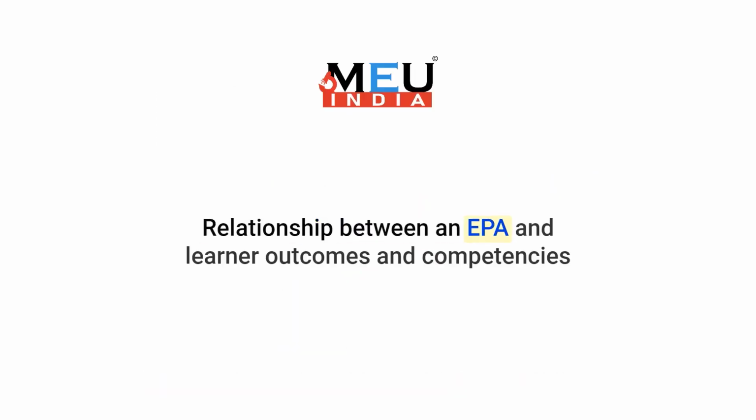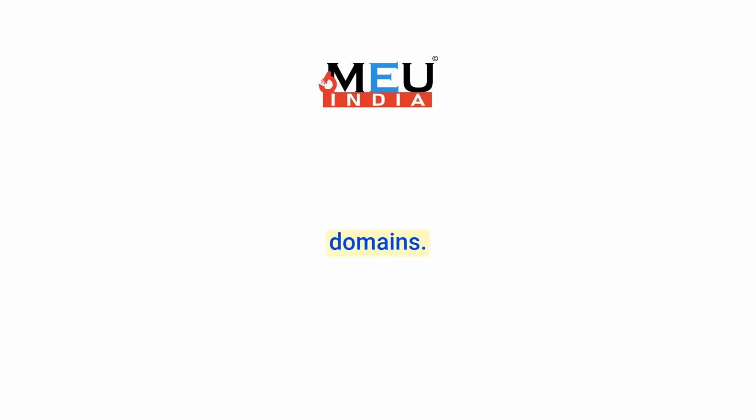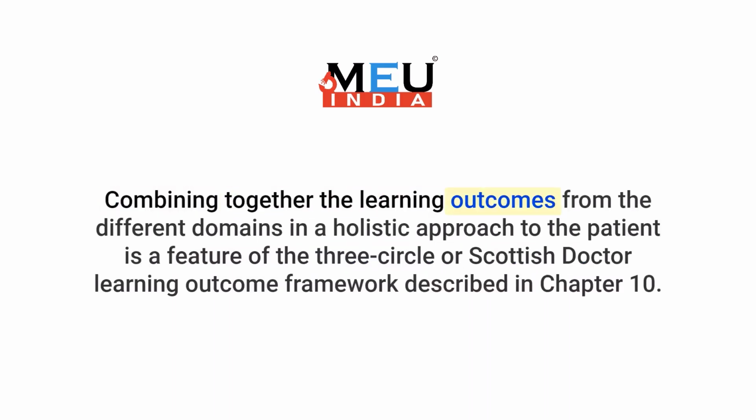Relationship between an EPA and learner outcomes and competencies. An EPA requires the learner to integrate multiple competencies from different domains. Each EPA requires a number of learning outcomes or competencies. Combining together the learning outcomes from the different domains in a holistic approach to the patient is a feature of the three-circle or Scottish doctor learning outcome framework described in Chapter 10.